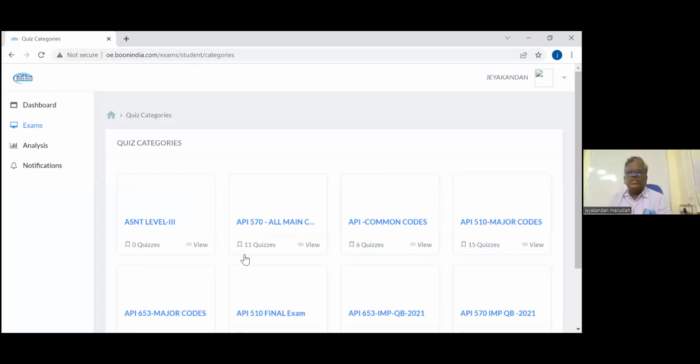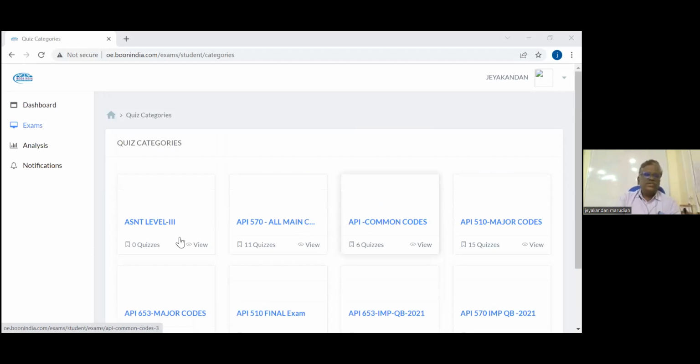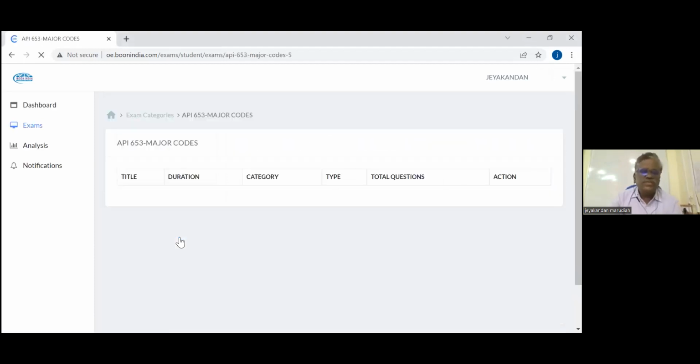So these are the question sets. You will not have access to all of these things. You will have access to the 653 related ones. There will be 3 question banks we will give you access to. One is 653 major codes, another one is 653 important cubic and common codes. Okay, these 3 we will give access to. So let us go to the 653 major codes.